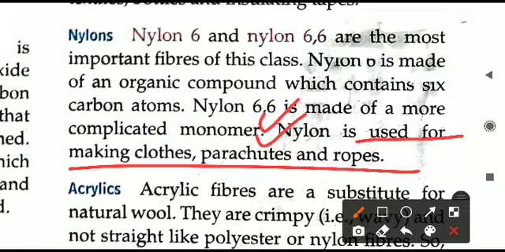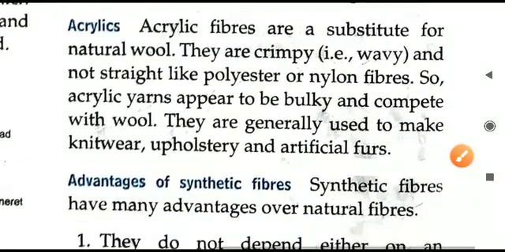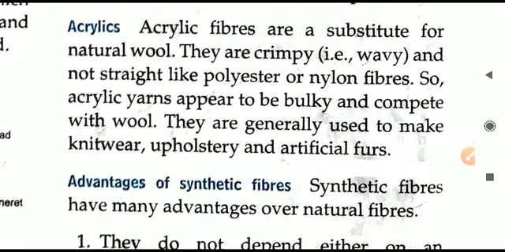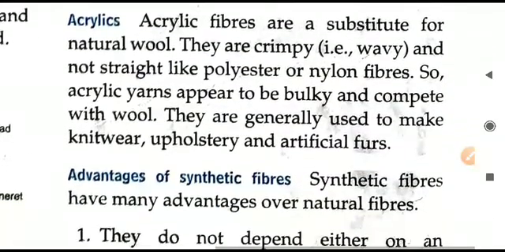So nylon is used for making different kinds of clothes, parachutes, and also ropes. Ropes are especially made of nylon, the synthetic one. Sometimes jute is also used for making ropes and all, but the artificial one is actually nylon.